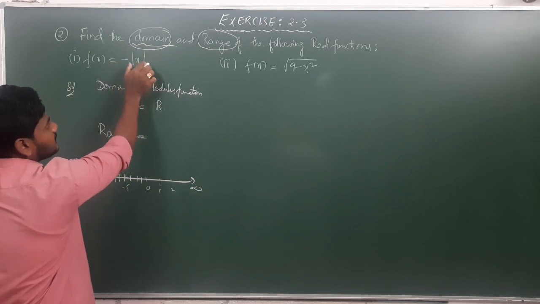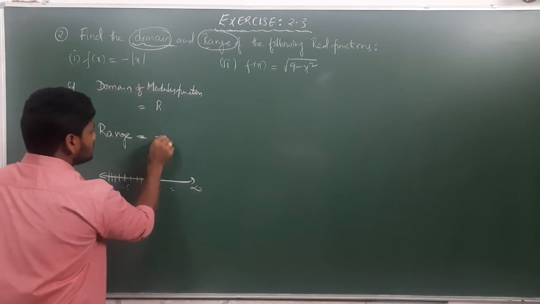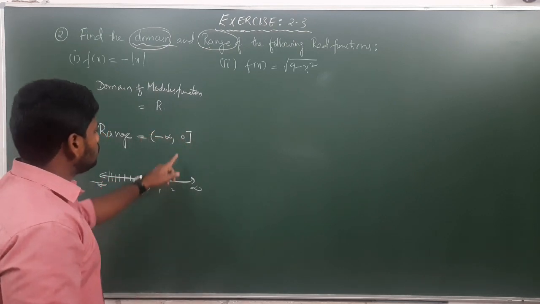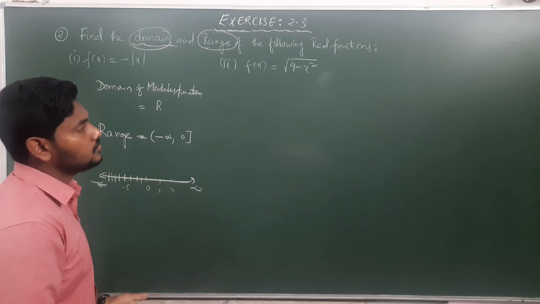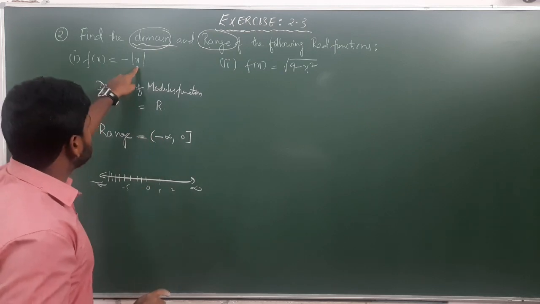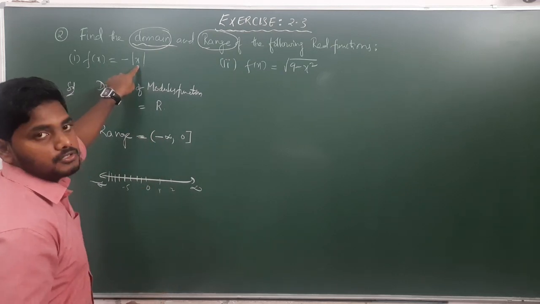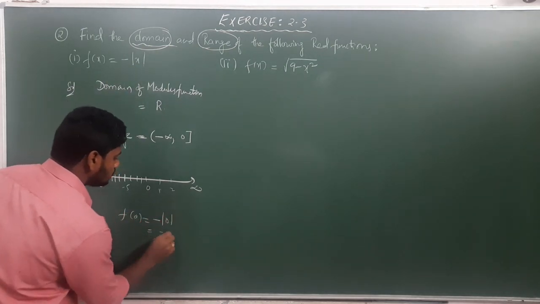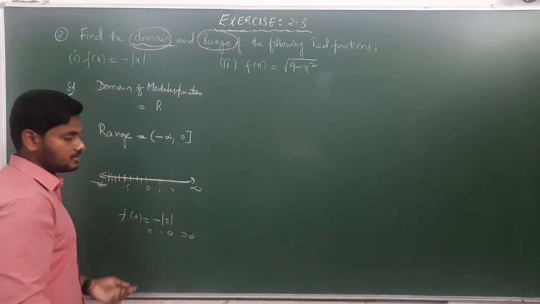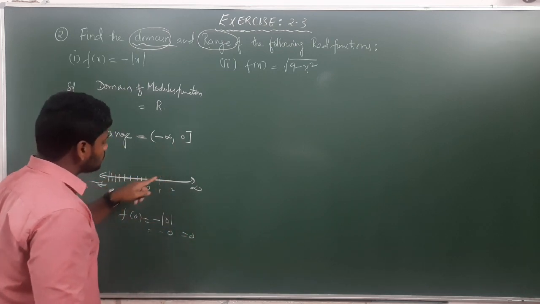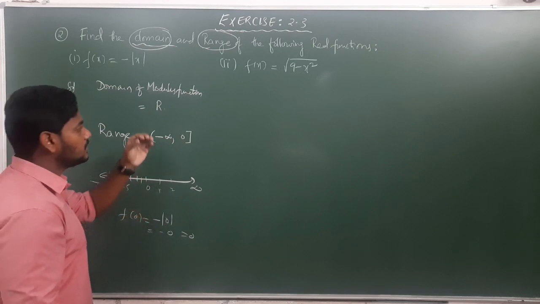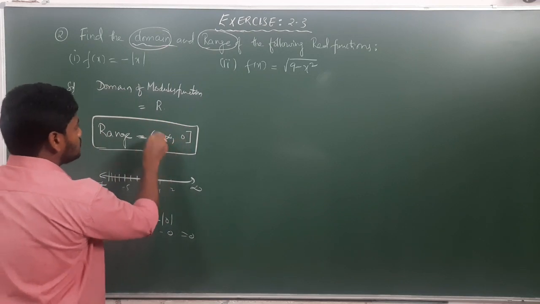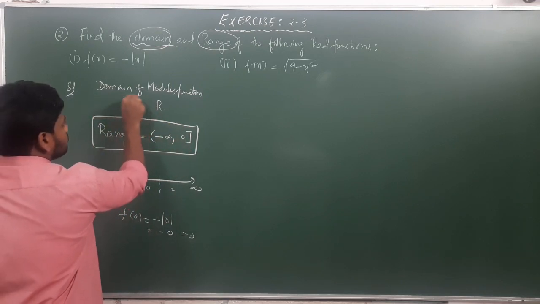So all negative numbers we will get, but positive numbers we won't get. Why? Because there is a minus in front of the function. So we can write the range as minus infinity to 0, with a closed bracket. You may think, sir, 0 is neither positive nor negative. Not like that. If you substitute 0 in the place of x, f of 0 is minus into modulus of 0, and minus 0 is nothing but 0 only. So 0 is also included as a value of that function. Therefore the range is minus infinity to 0, closed bracket, and the domain is R.